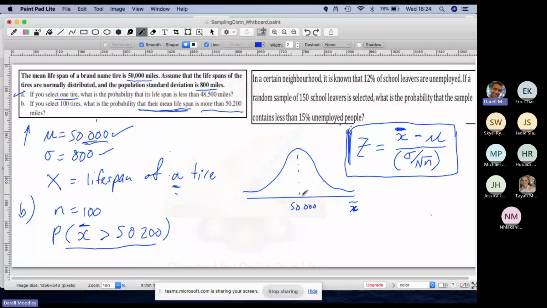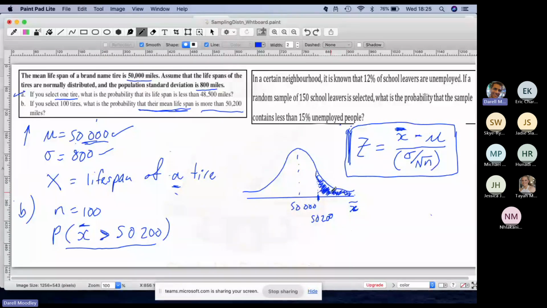So 50,200 is on the right of 50,000 because it's more than 50,000. It's about 200 more. So it doesn't have to be exact. Let's put it here. Okay, so at this point, that's where 50,200 is. And we want to know the probability of X bar being greater than that. So that means everything on the right is greater than.